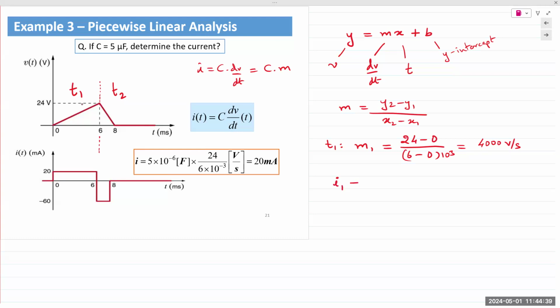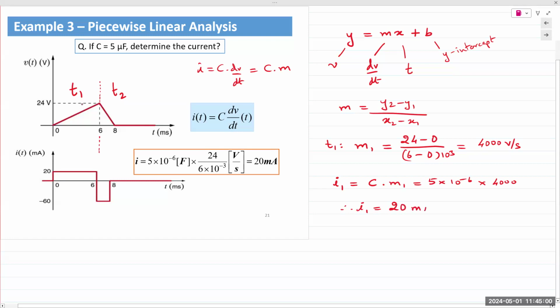And so my current i1 is C times m1. The capacitor is given as 5 microfarads, so 5 times 10 raised to minus 6 times 4,000. Therefore i1 has a value of 20 milliamps. There is no t in there. It's not a function of time. It's constant with respect to time.